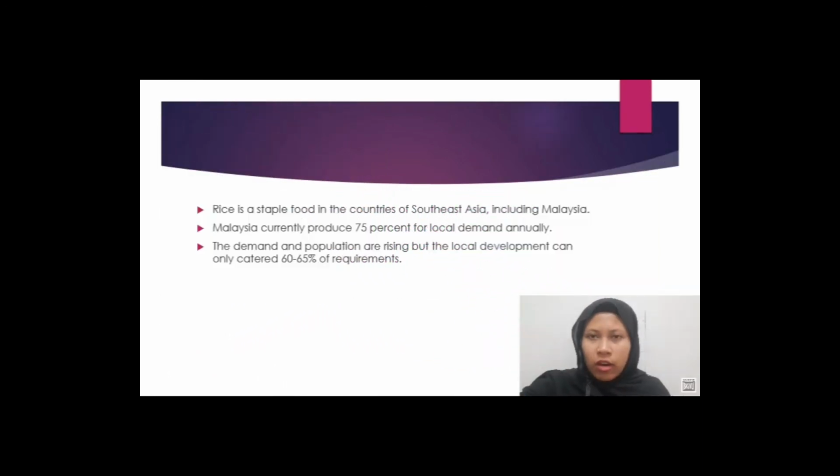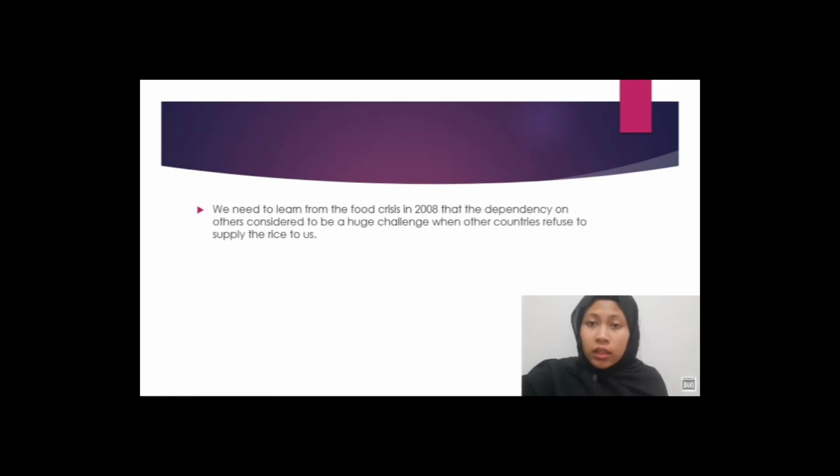In conclusion, rice is a staple food in the countries of Southeast Asia, including Malaysia. So, there is a lot of demand for rice. Malaysia currently produces 75% for local demand annually. The demand and population are rising, but the local production can only meet 60 to 65% of requirements. In order to meet the remaining necessary supply of rice to the local market, the country cannot completely rely on the importation of rice. We need to learn from the food crisis in 2008 that dependency on others is considered a huge challenge when other countries refuse to supply rice to us.